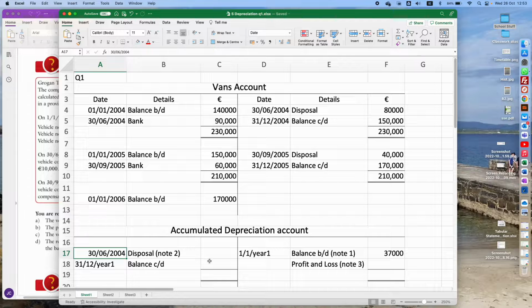Now, I'm going to try and finish this account in class the next day, but I want you to be able to work out the accumulated depreciation and the profit and loss and then balance this account.